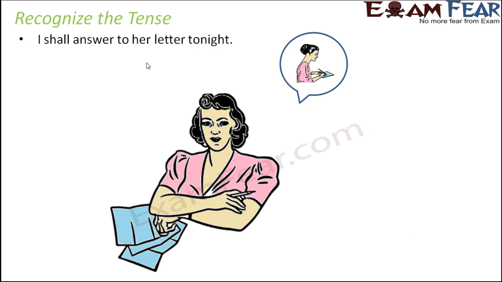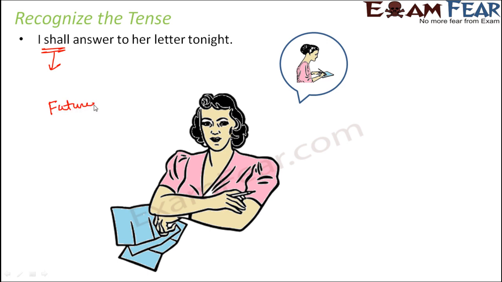I shall answer to her letter tonight. So right now I'm not doing anything, but yes, in the future I shall answer to her letter. So right now I will not answer, but tonight I shall answer to her letter. So this is definitely future tense. You have shall here. So the presence of shall tells you that it's future.